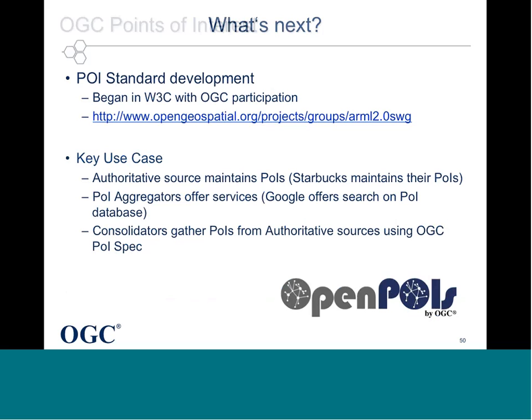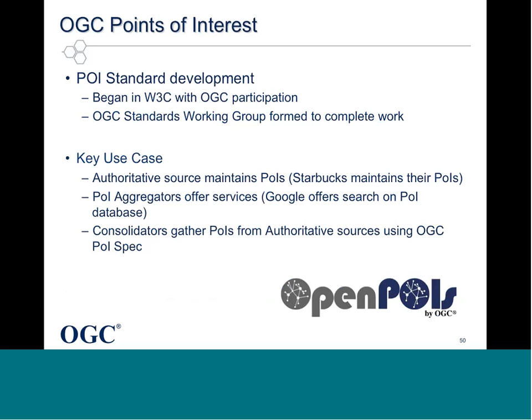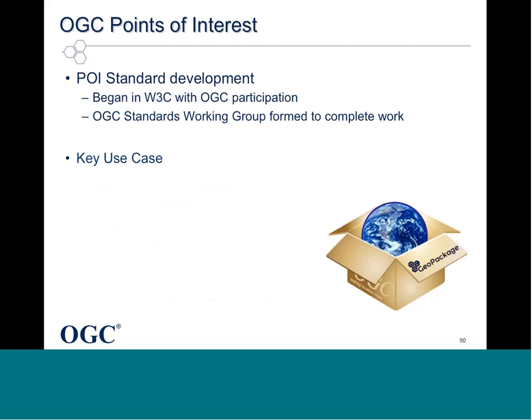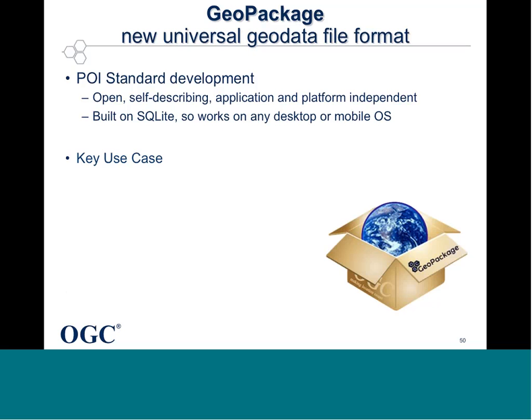Well, geospatial data can also be called, or it's attached to, points of interest. And several years ago, the W3C began a points of interest working group, which gradually merged and, in collaboration with OGC, got moved over to the OGC Standards Working Group to finish. The use cases are that there are people who have points of interest that they maintain themselves, or there may be points of interest aggregators that are offered as services. And there would also be consolidators that gather points of interest, and these would be brought together in an open specification, Open API.